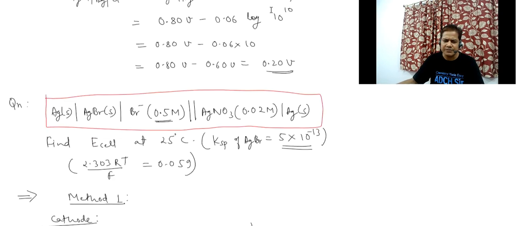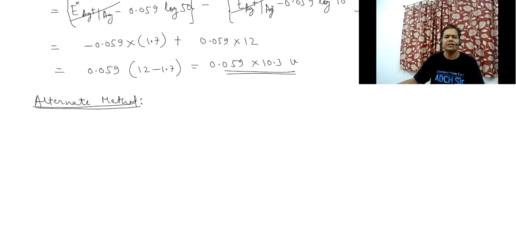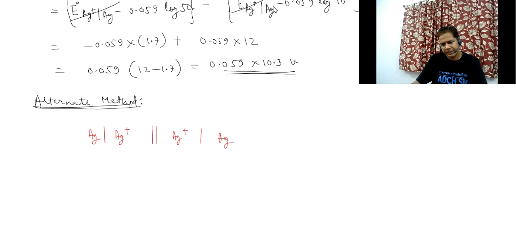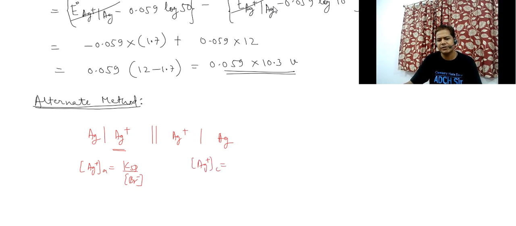For calculations, we may represent it as a concentration cell, where at anode also we'll write it as Ag plus | Ag electrode, and at cathode also we'll write it as Ag plus | Ag electrode. The only point is the source of Ag plus at anode is the metal insoluble salt AgBr. So we'll write that concentration of Ag plus at anode is equal to Ksp upon Br minus, and concentration of Ag plus at cathode will be equal to the concentration of the metal soluble salt, that is AgNO3.